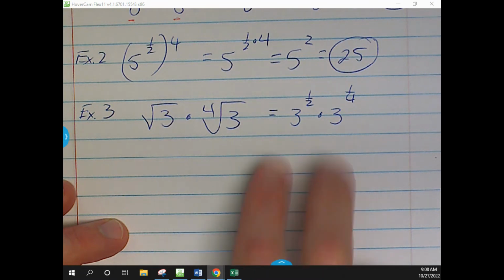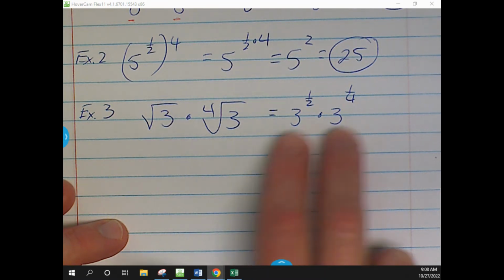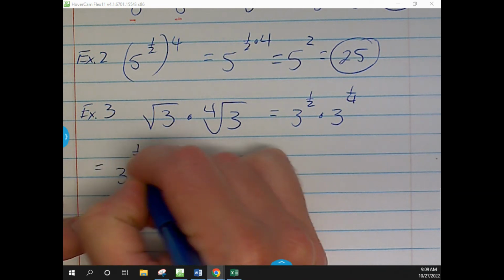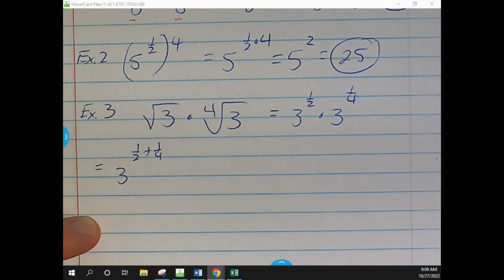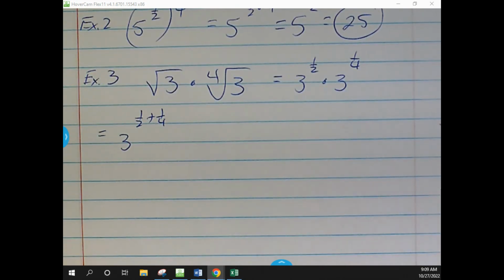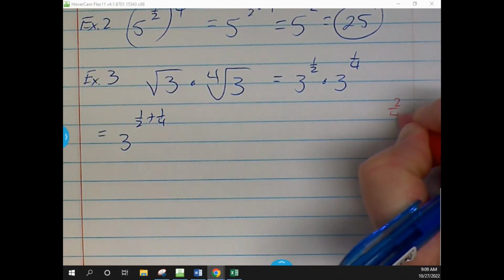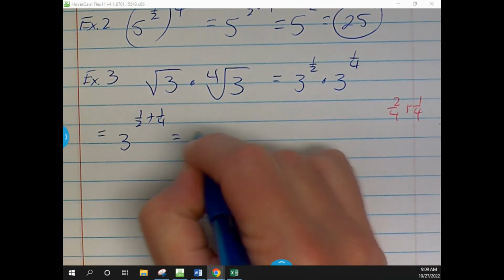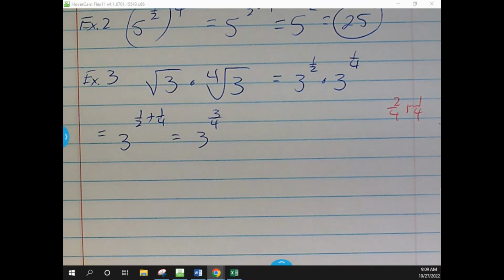And now that the bases are the same, you can just add your exponents together. You can do 1/2 plus 1/4. Make sure you get your common denominators first. So that would really be 2/4 plus 1/4. If you rewrite the common denominators, that would be 3 to the 3/4 power.